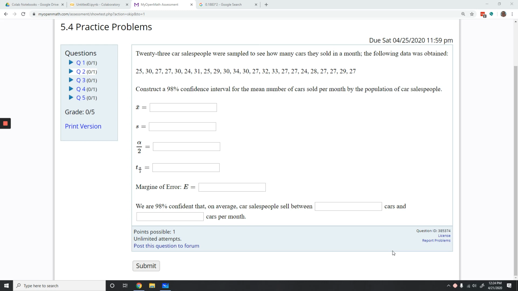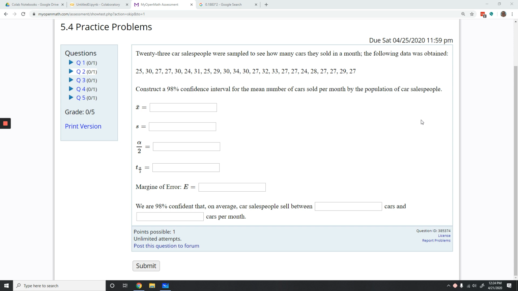23 car salespeople were sampled to see how many cars they sold in a month. The following data was obtained. And then we have the data in number of months. Construct a 98% confidence interval for the mean number of cars sold per month by the population of car salespeople.